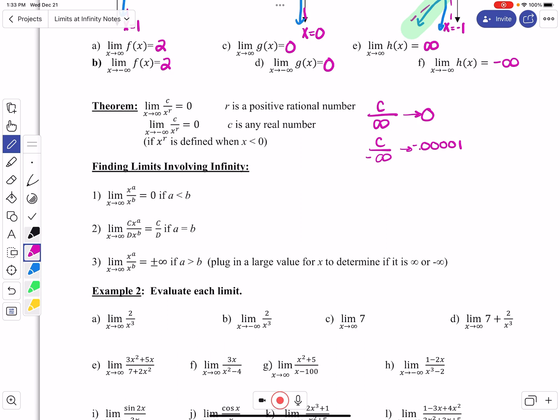So C is just a number. It can be any number, okay? But the bigger number it is on the bottom, that's why it's approaching 0.